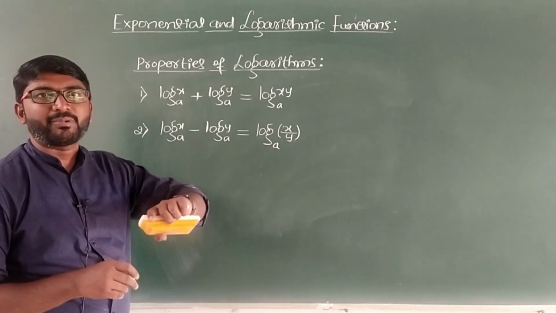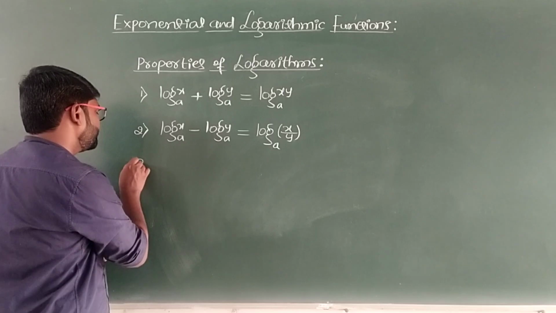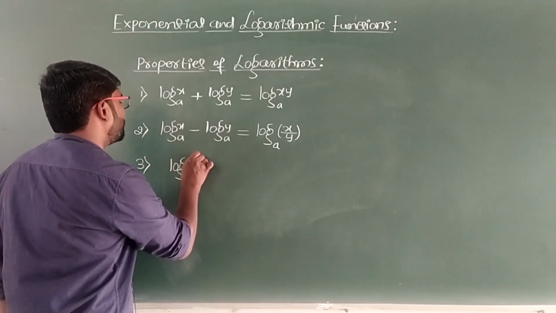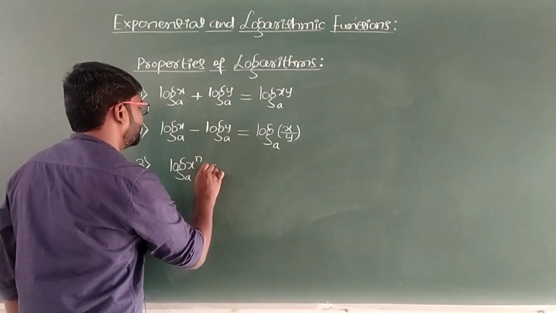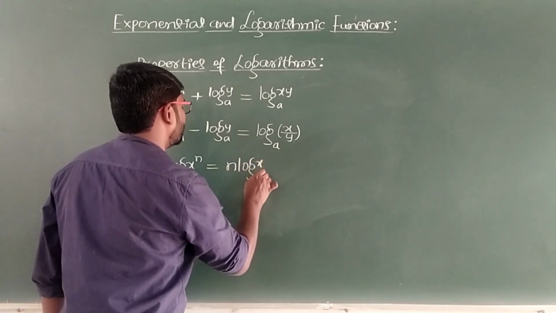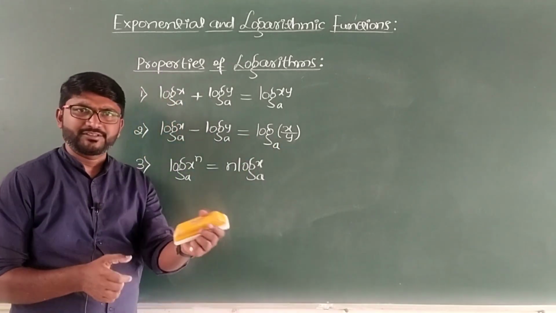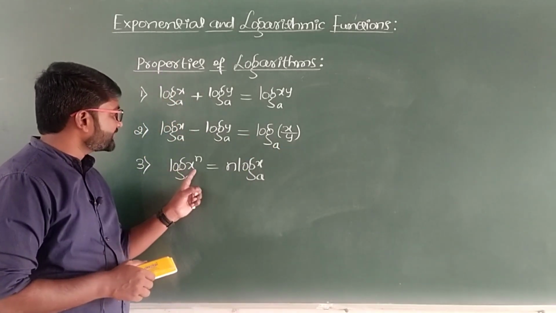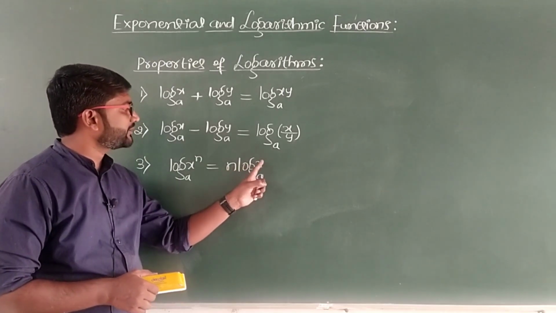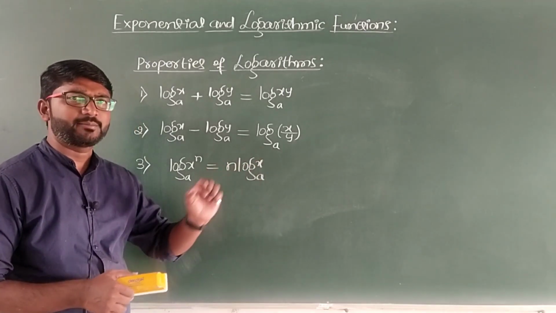Next one, it will be the power rule. Third one, log x to the power n to the base a is equal to n times log x to the base a. So this is the power rule. Log x to the power n to the base a can be written as n times log x to the base a.